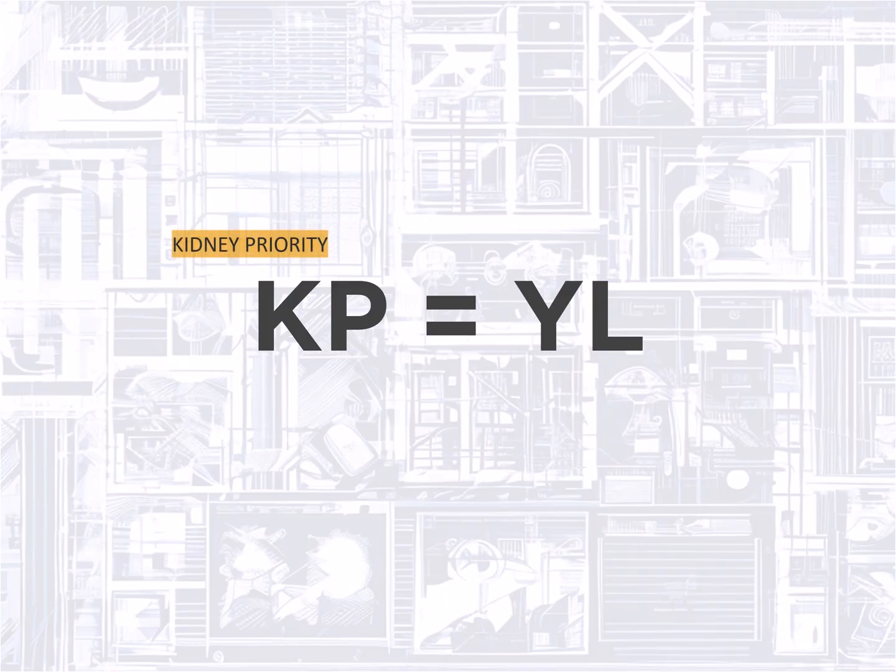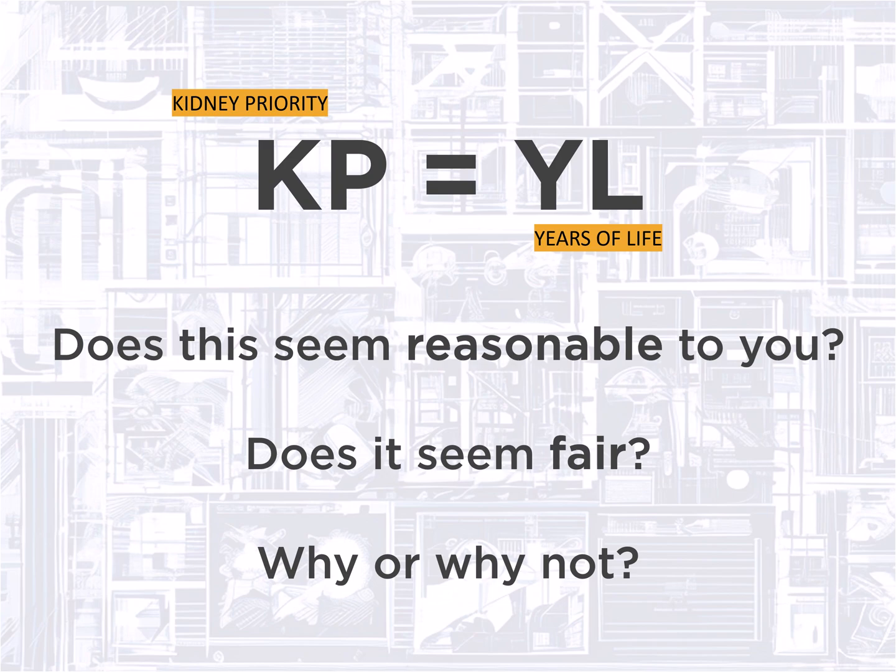KP means kidney priority, where someone is in the line to get a kidney. The higher your KP, the more likely you are to get one of the kidneys available. YL means years of life, how much longer you're likely to live if you get the kidney. So KP equals YL means that if you'll probably live 20 more years if you get the kidney, then you're more likely to get it than if you'll only live 10 more years. Does this seem reasonable to you? Does it seem fair? Why or why not?